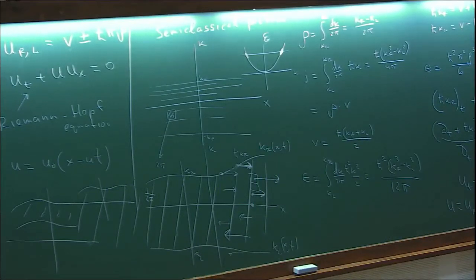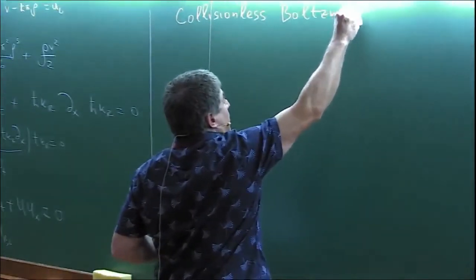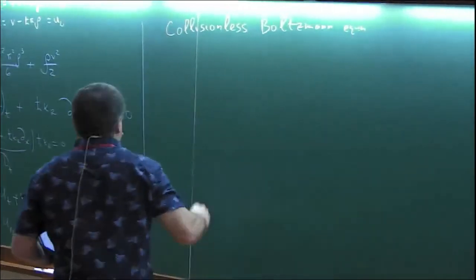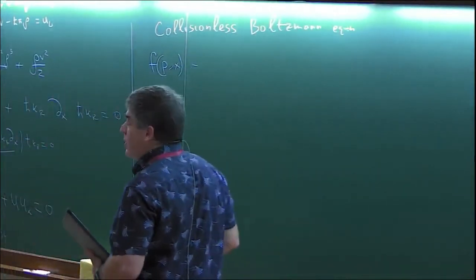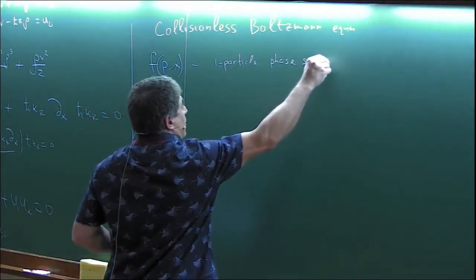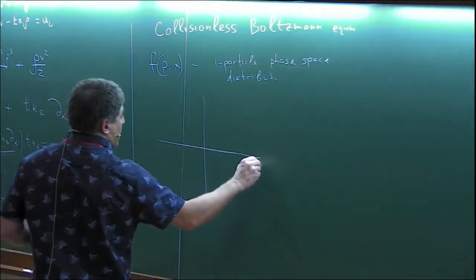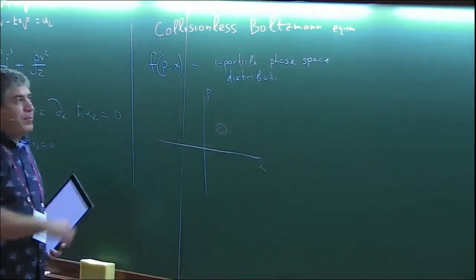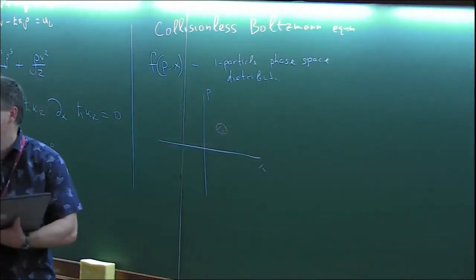So let's do a somewhat different derivation. Let me talk about the collisionless Boltzmann equation. Let me introduce f of p, x, which is the one particle phase space distribution function. Which means that if I'm in xp space and I integrate this f over dp dx over the volume of this phase space, I will obtain the number of particles sitting there. So it's the density of particles in phase space.